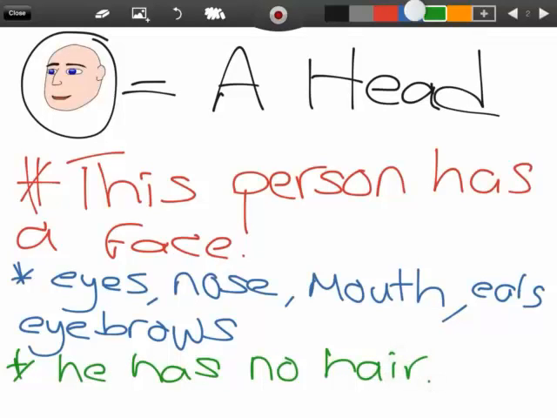Right, so what is a head? A head is where our eyes, our eyebrows, our nose, our cheeks. Also, I forgot to write cheeks. Let me go ahead and write cheeks. Our cheeks are also... We have eyebrows, we have a mouth, and we have our ears. Now, moving on to our next section.